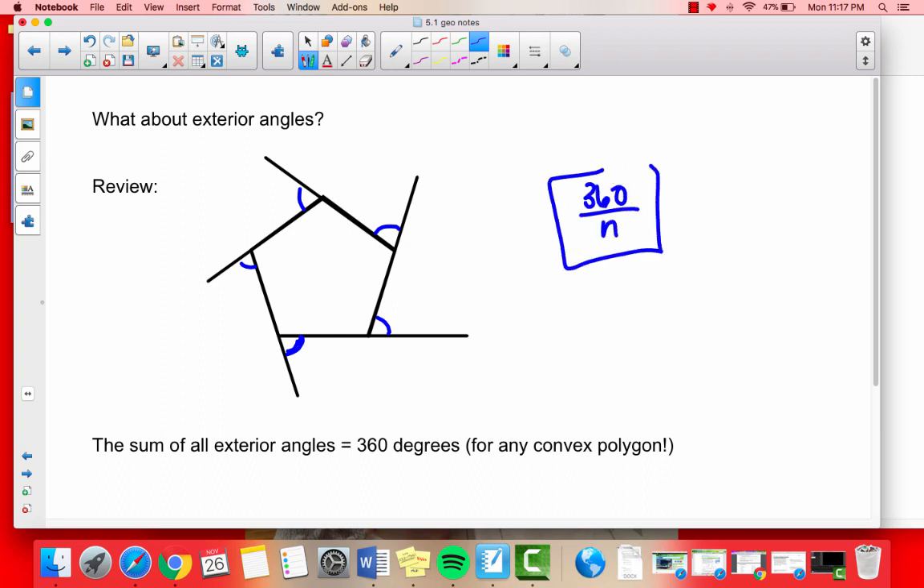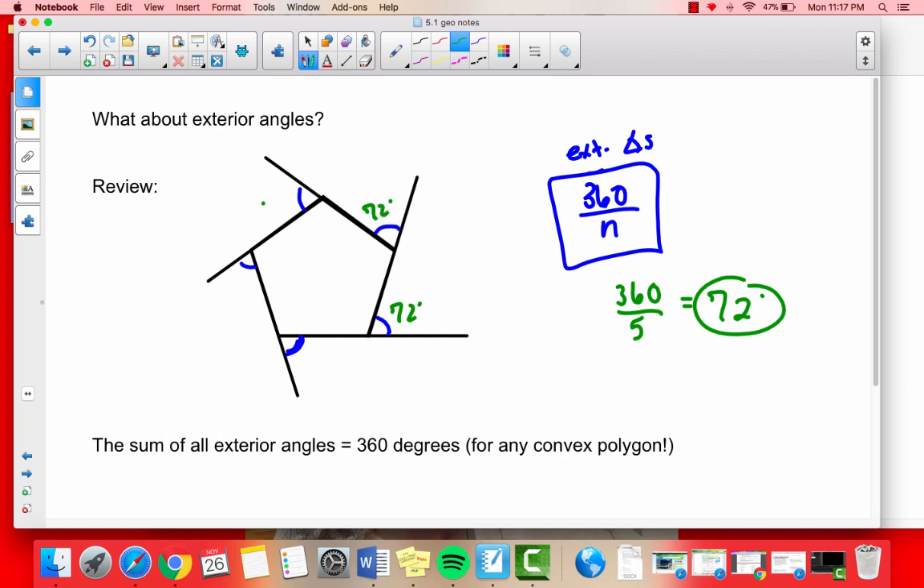So this is my formula for exterior angles. And when I use that, I'm just going to plug in my n. So 360 divided by 5 in this particular example is going to get us 72 degrees. So because this is a regular polygon, that means that every single angle here is 72 degrees.